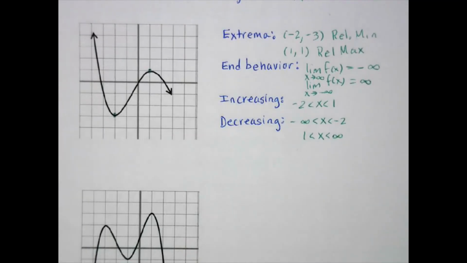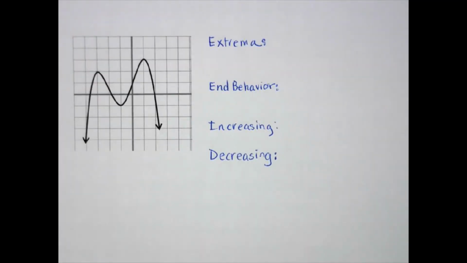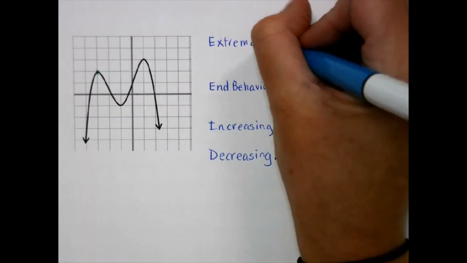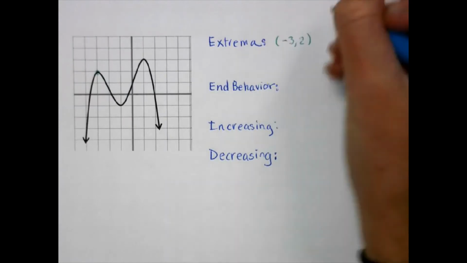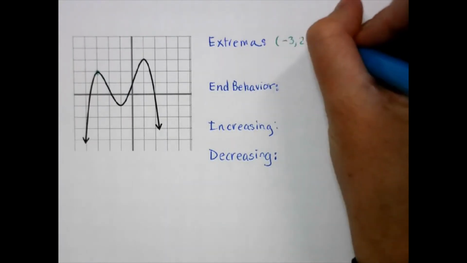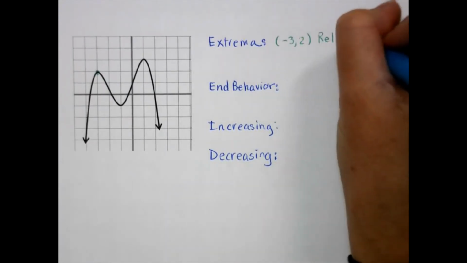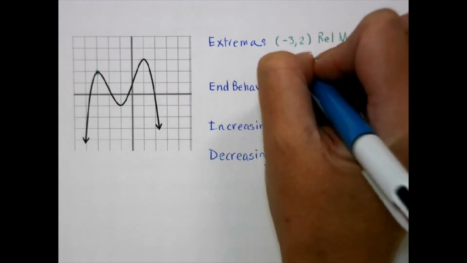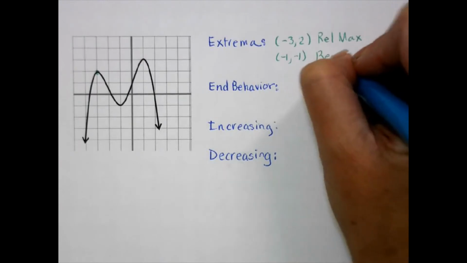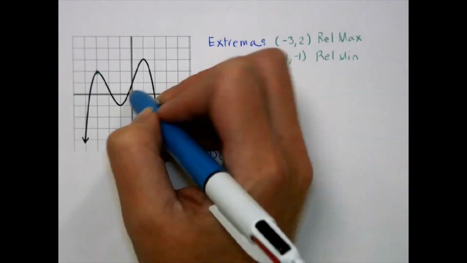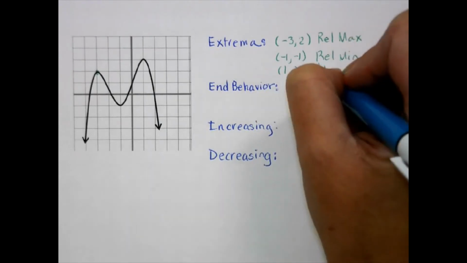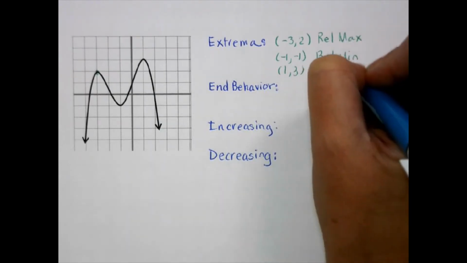This graph has 3 extrema. At -3, 2, we have a relative max. At -1, -1, we have a relative minimum. And then at 1, 3, we have an absolute max. Our end behavior.